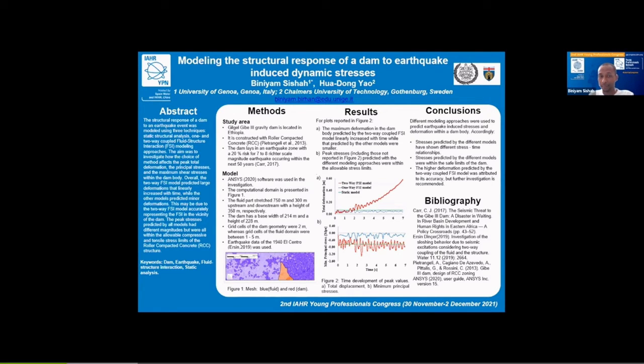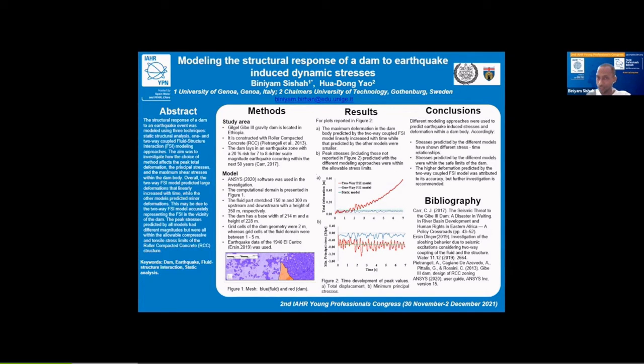In terms of panel B, what is visualized there is the minimum principal stress. Here we tried to see the tensile stress, for which RCC dams are not good because they're made of roller compacted concrete, and its tensile strength is not that much. So we tried to see this as well. There are also other results which are not presented here, but generally we observed that the stresses are within the allowable limits.